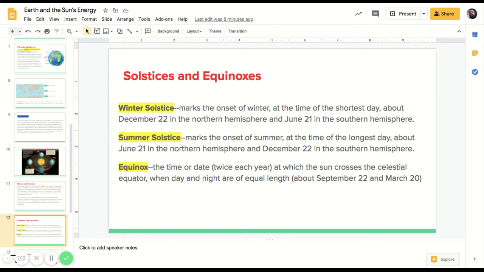The equinox, the time or date twice each year at which the sun crosses the celestial equator, when day and night are of equal length, about September 22nd and March 20th.